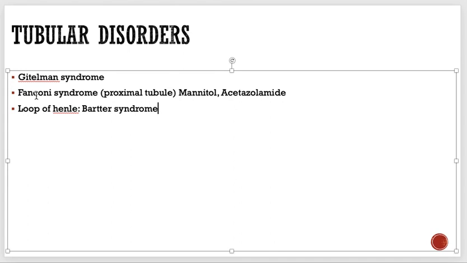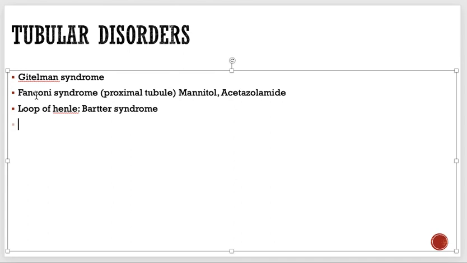Bartter syndrome is a congenital type of disorder. It presents in childhood and has different subtypes. The diuretics which work on the loop of Henle, remember, are loop diuretics: furosemide or bumetanide.